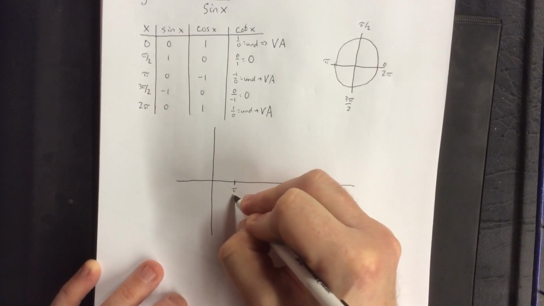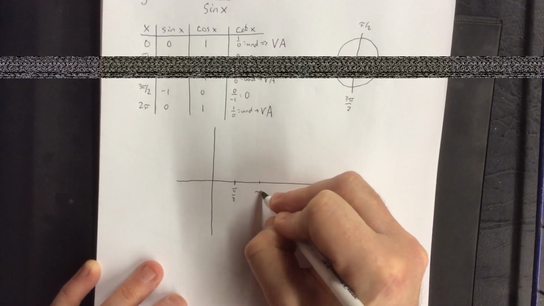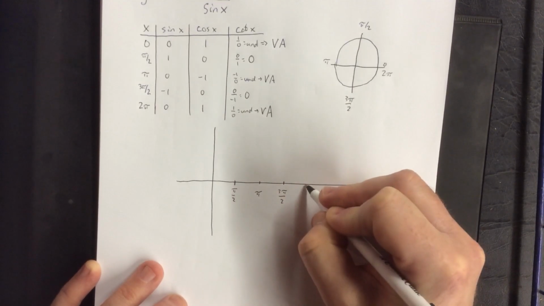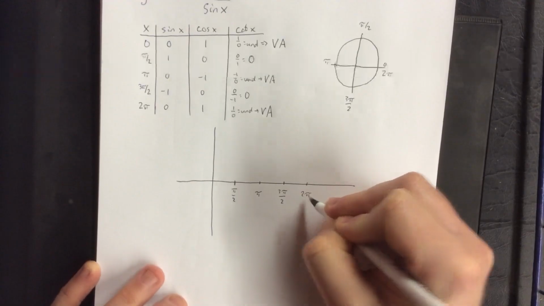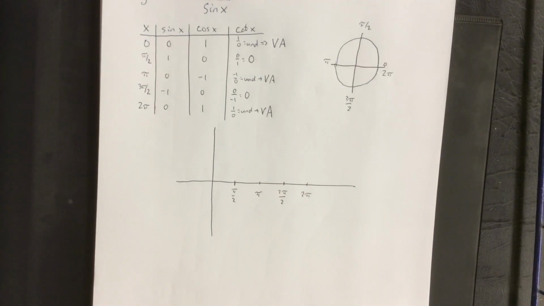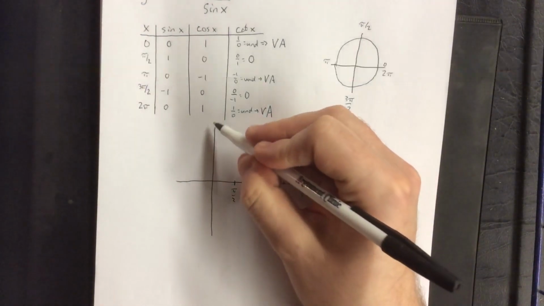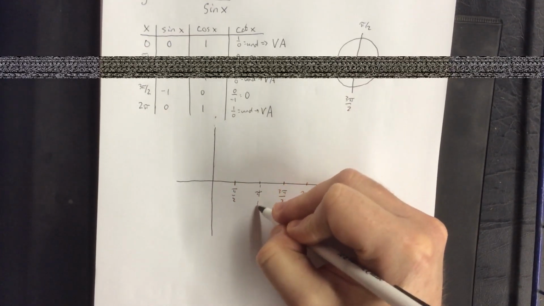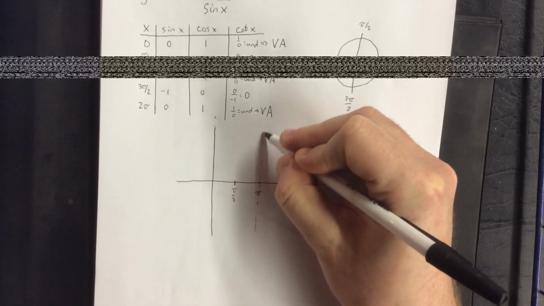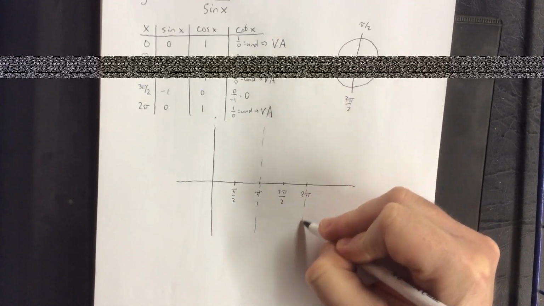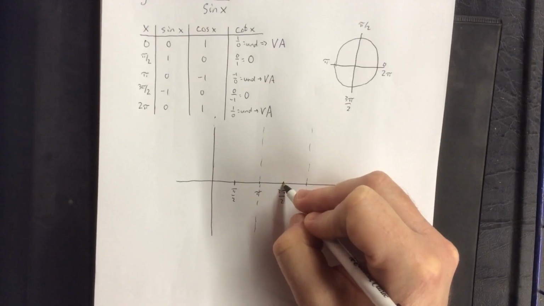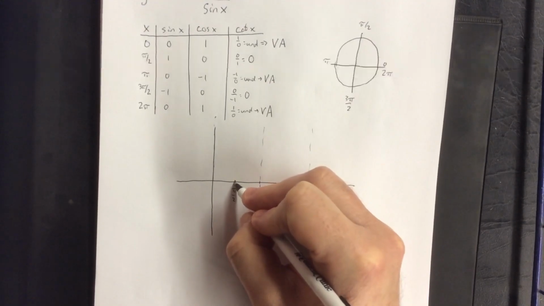So we'll start marking off our quadrantal angles on the x-axis. Now this one's going to be a little bit different because it starts with a vertical asymptote this time. We'll also see a vertical asymptote at pi. And we'll see a vertical asymptote at 2 pi with x-intercepts at pi over 2 and 3 pi over 2.